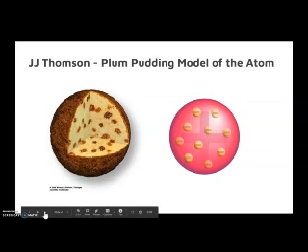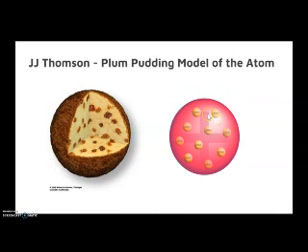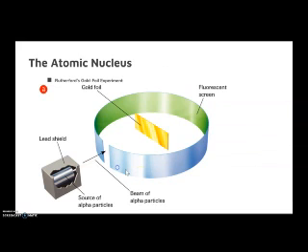Thomson believed that the atom consisted of a positively charged jelly-like mass with negatively charged electrons within it. So this is the positively charged mass in pink, and then you have the little negatively charged electrons. He called it the plum pudding model. There's a 3D rendition of what it might look like in 3D.